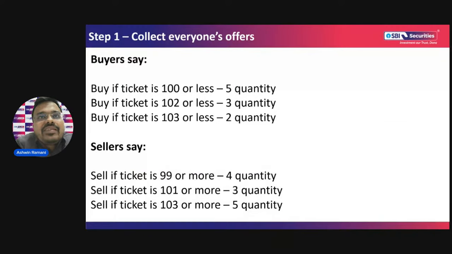If the ticket price is 100, how many buyers would be willing to buy the ticket at a price of 100? Is it 5? Is it 3? Is it 2? Is it 4? Is it 7? What is the right answer according to you? If you keep the price at 100, how many buyers would be willing to buy at 100?